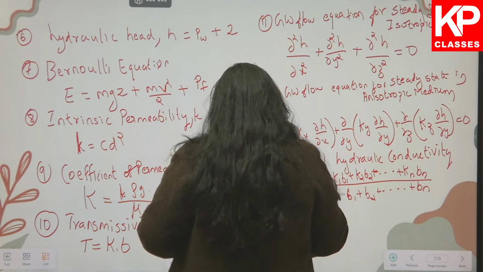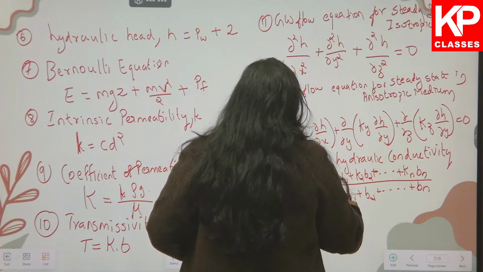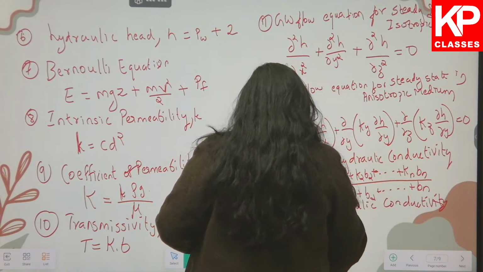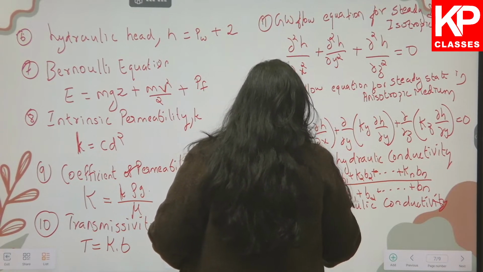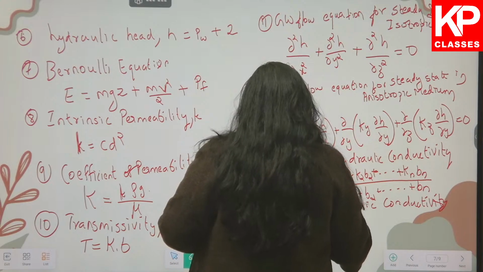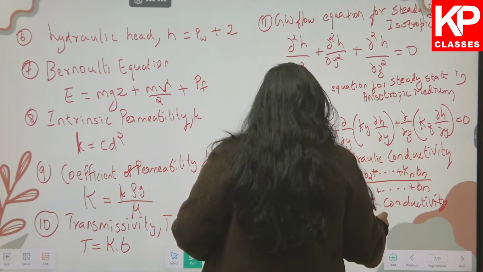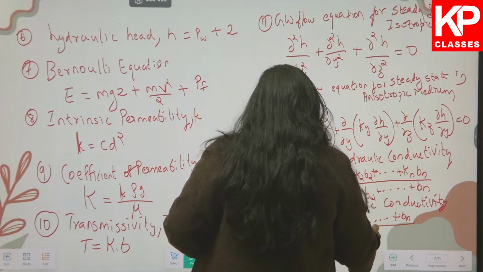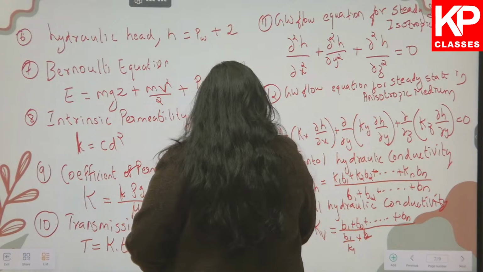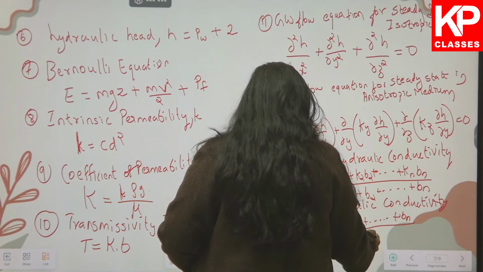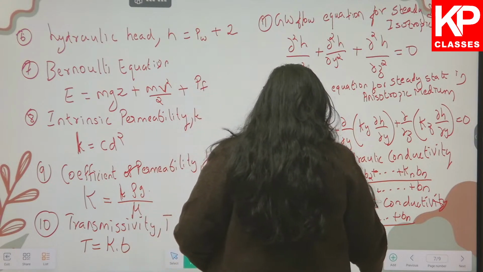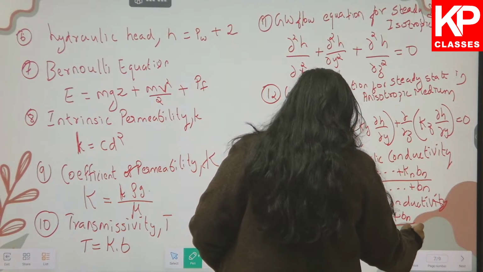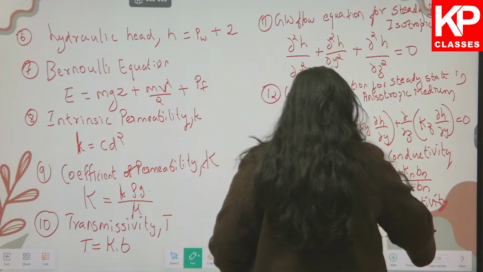Then the same way for vertical hydraulic conductivity, Kv is equal to B1 plus B2 plus etc. up to Bn, divided by B1 by K1 plus B2 by K2 plus B3 by K3, sorry, up to Bn by Kn.